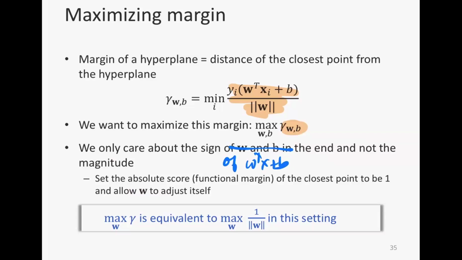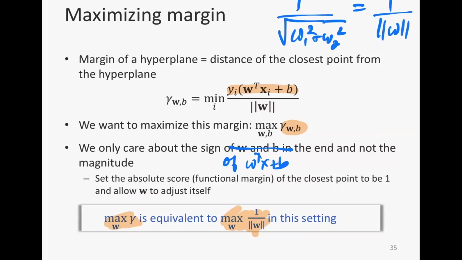You have 1 degree of freedom, which is a multiplier that you can apply to each of these W's and B's, and you can choose whatever you want, and you can think of that if you pretend that that multiplier is chosen such that the numerator of this expression here is equal to 1 for the closest point, then maximizing the margin is exactly the same as maximizing 1 over the norm of W. 1 over square root of W1 square plus W2 square. This is in 2 dimensions. In any number of dimensions, this is 1 over norm of W. But these two things are equivalent if and only if for every single point, the functional margin or the absolute value of the score is more than 1.